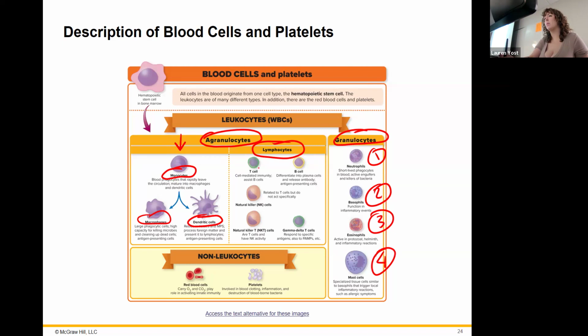With the lymphocytes, I know there are other ones, but I really don't need you to worry about anything except for the T cells and the B cells. I'm aware there are other ones. You don't need to worry about that. Okay, so that's not too bad, right? Monocytes and their derivatives, T cells and B cells, agranulocytes.